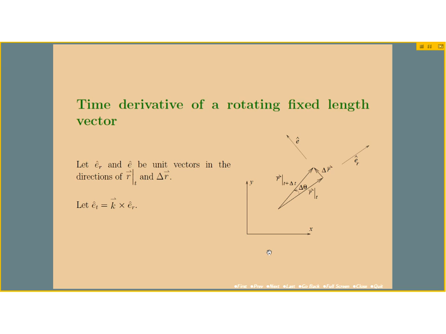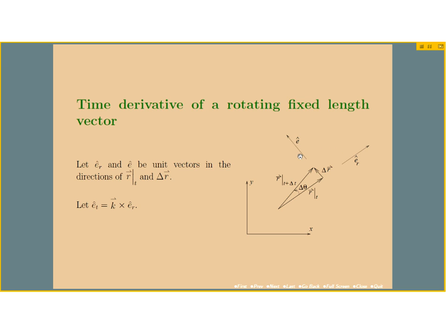I can now define a third unit vector by taking the cross product of the unit vector coming out of the plane of the board or the plane of the screen, k, with the unit vector e sub R, and I define that vector as e sub t. Since this unit vector e sub t is normal to both k and to e sub R, we see that e sub t is a unit vector generally in the direction I'm now indicating with the hand cursor here.